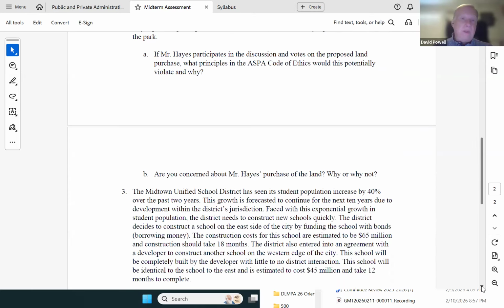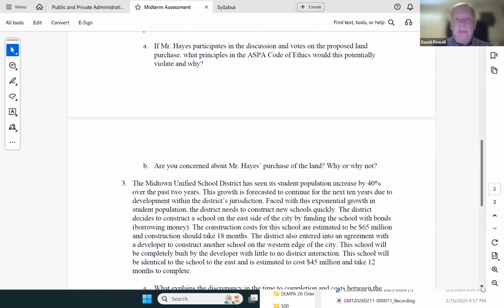And then 2B, just from a more personal standpoint, are you concerned with Mr. Hayes's purchase of the land? Why or why not? So from your own personal perspective, what do you think about him purchasing this land to begin with? So those are questions 2A and 2B, both looking at accountability and ethics.